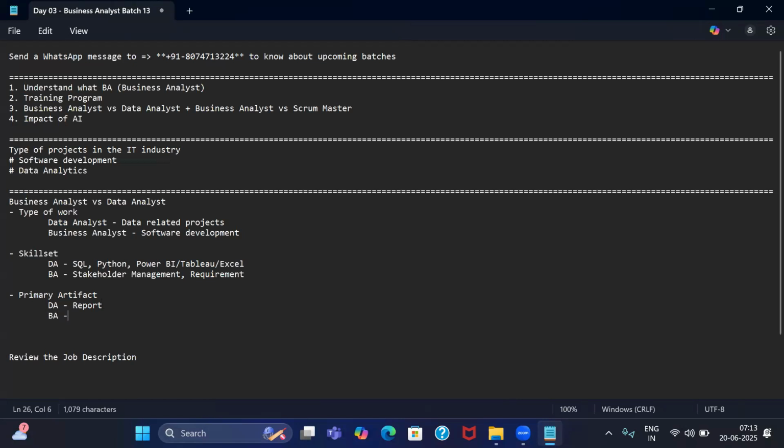For a business analyst, their primary artifact is the requirement document, which is like the source of truth. So everyone in the project, whether you are a developer, whether you are a QA, whether you are a project manager or a scrum master, whether you are a client itself, whether you are technical architect, whichever role you are in, if you want to know what needs to be done within a project, you refer to the requirement document.